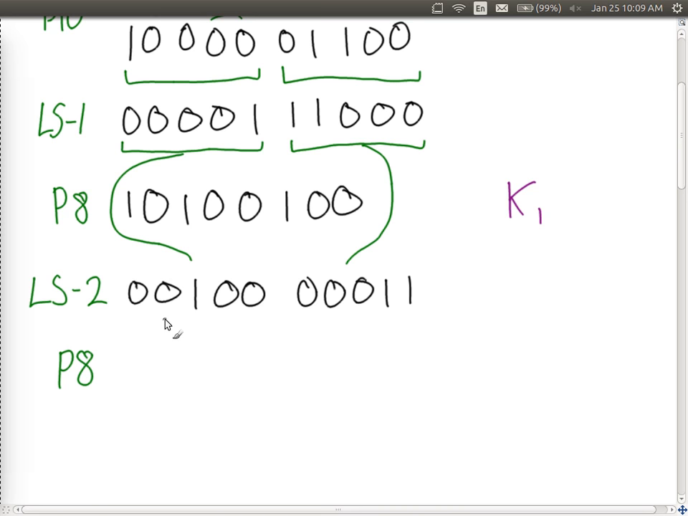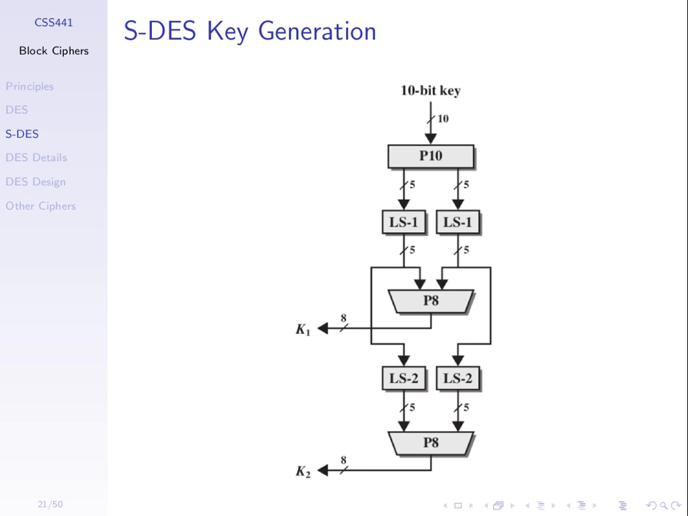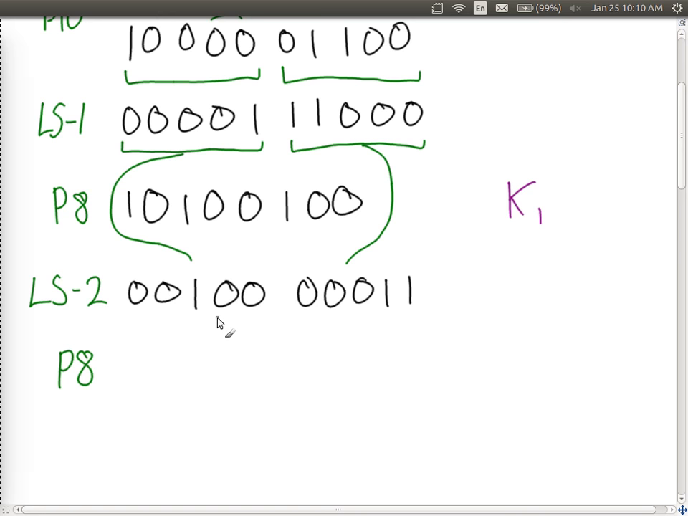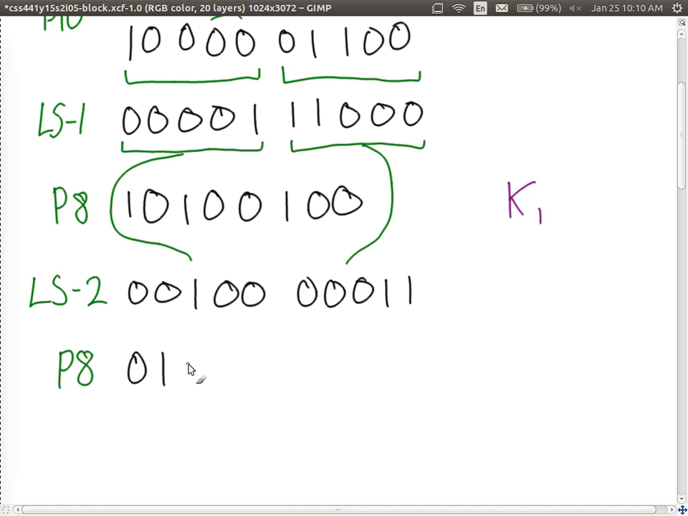The first two bits will be discarded. We rearrange the last 8 bits and see what you get. P8: 6 3 7 4 8 5 10 9. Bit 6, bit 3, bit 7 and 4, bit 8, 5 and the last two bits 10 and 9, and that is K2.